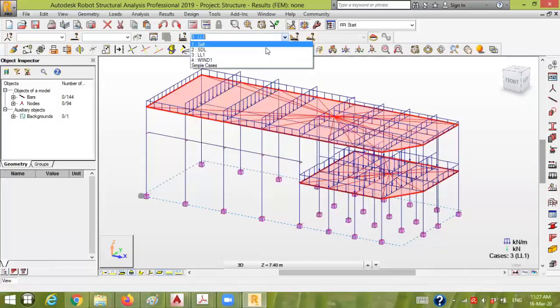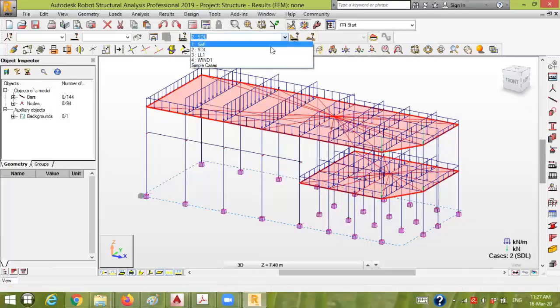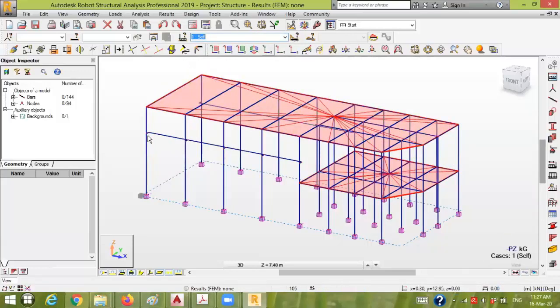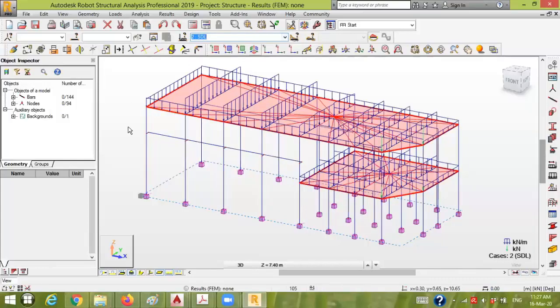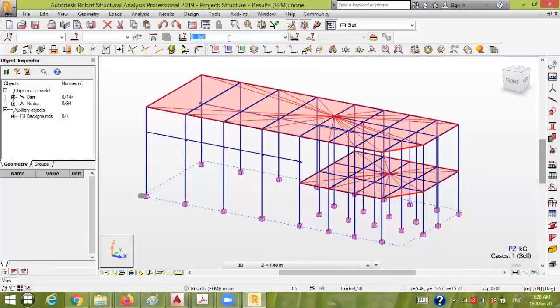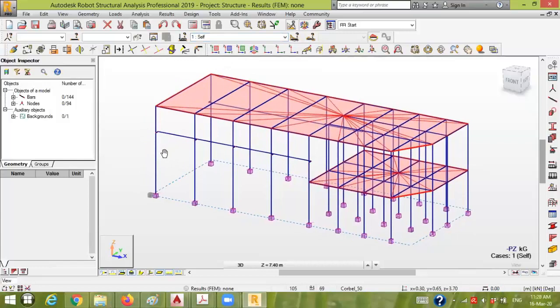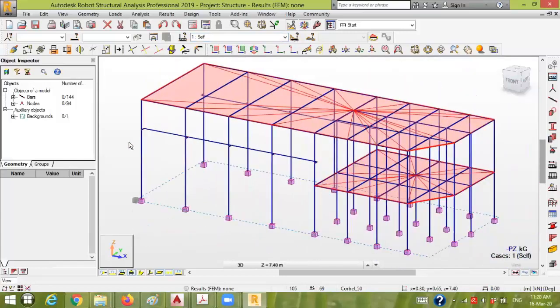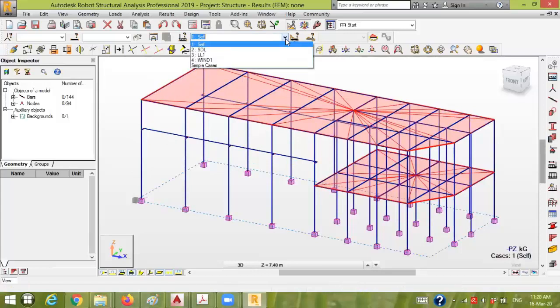SDL is well defined. Self weight is taken into consideration. As you see, the structure has become darker because the self weight is taken into consideration. If you pass to the second load case, the structure is not darker, it has its normal color. It means that we don't have self weight in this case. In the SDL case, the structure becomes darker, meaning the self weight of this element and all the other elements is taken into consideration.